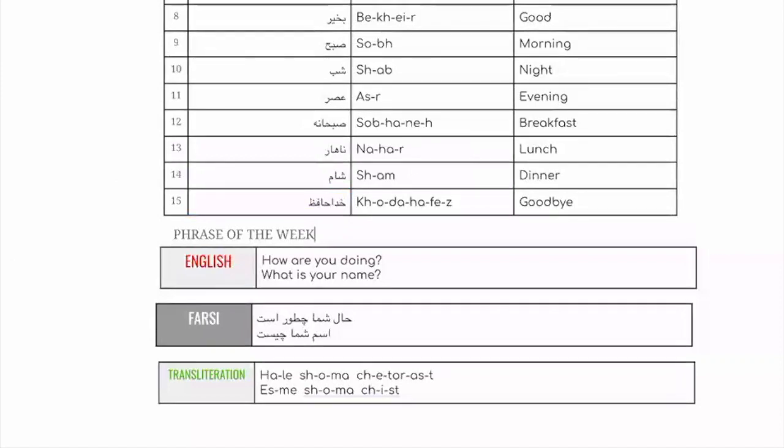Moving on to 12, we have sobhane, which is breakfast. And 13, nahar, lunch. 14, sham, dinner. And the goodbye, 15, Khuda Hafez.